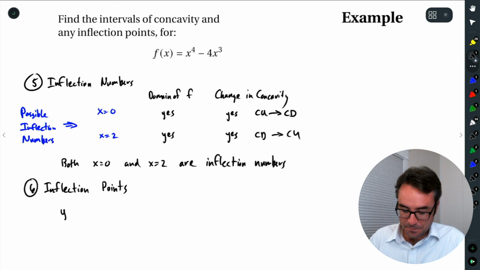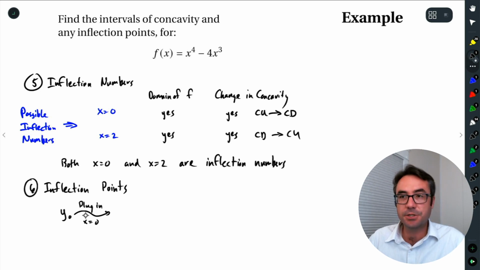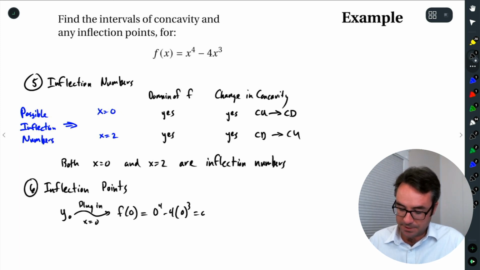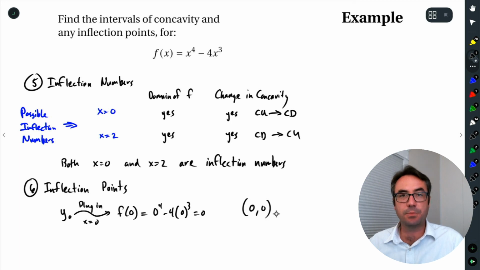So let's find the y-coordinate for x equals 0. What we're going to do is plug in x equals 0 into the original function. So we have our original function here. Let's plug it in. And we get 0 to the 4th minus 4 times 0 cubed. We get 0. So this would be our y-coordinate, and the x-coordinate would be x equals 0. So 0, 0 is an inflection point.